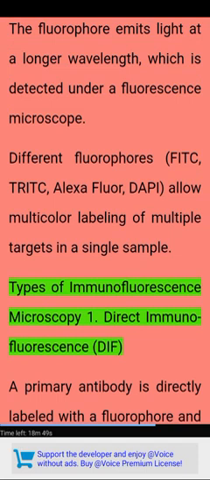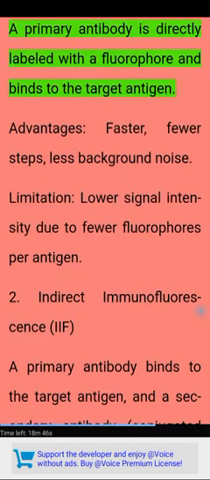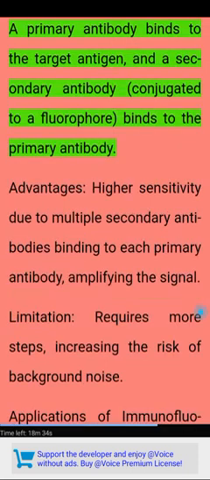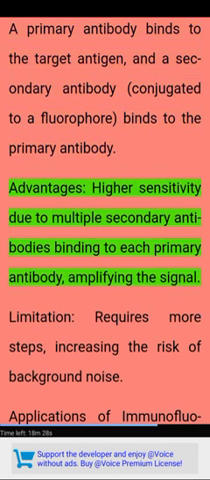1. Direct immunofluorescence (DIF). A primary antibody is directly labeled with a fluorophore and binds to the target antigen. Advantages: faster, fewer steps, less background noise. Limitation: lower signal intensity due to fewer fluorophores per antigen. 2. Indirect immunofluorescence (IIF). A primary antibody binds to the target antigen, and a secondary antibody conjugated to a fluorophore binds to the primary antibody. Advantages: higher sensitivity due to multiple secondary antibodies binding to each primary antibody, amplifying the signal.